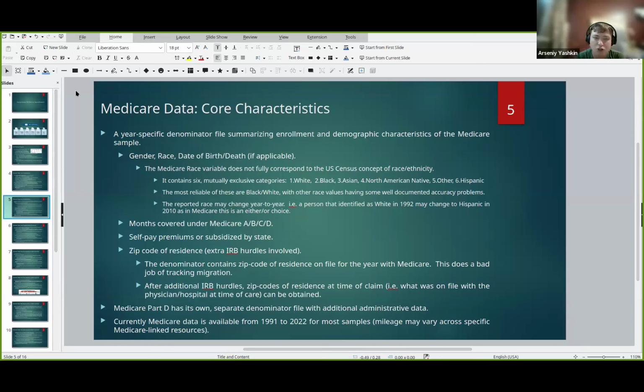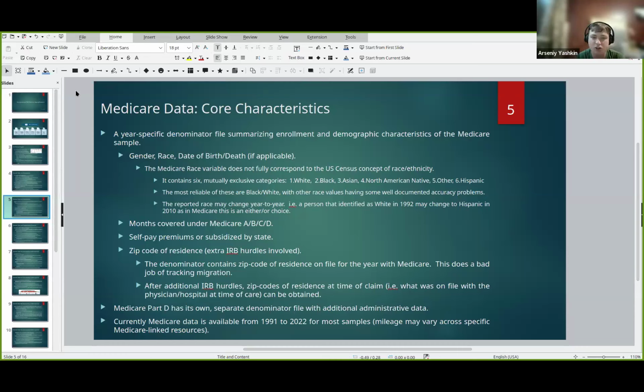So, you know the months covered under each type of Medicare program, whether your self-pay premiums are subsidized by the state. This is useful if you don't have Medicaid data or if you don't want to dig into the Medicaid data to find out what's going on with an individual. It's a quick and dirty indicator of being very, very poor.